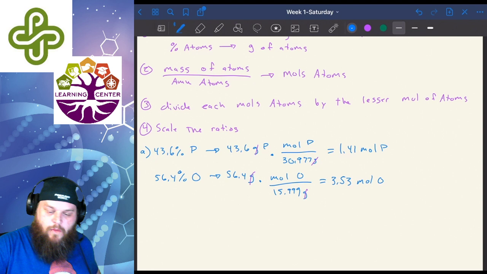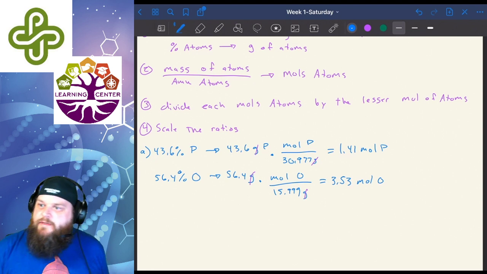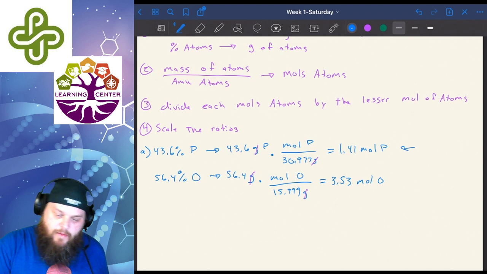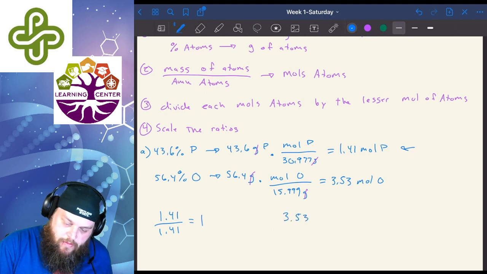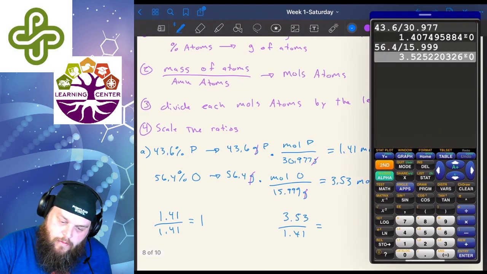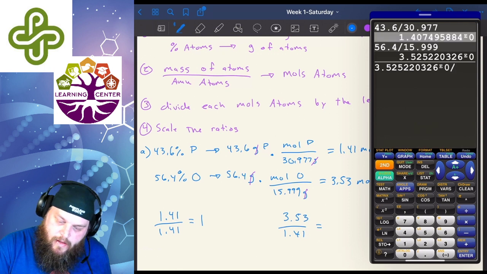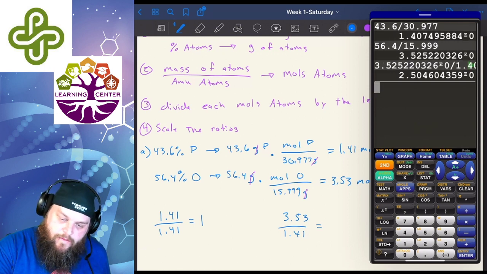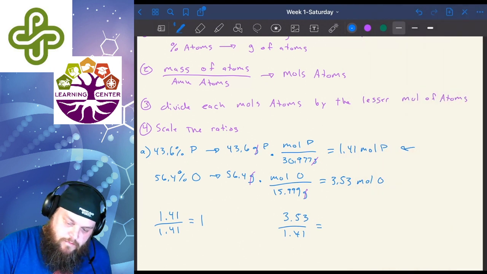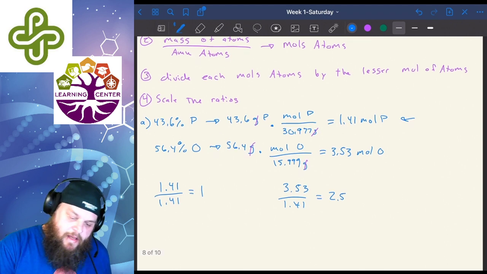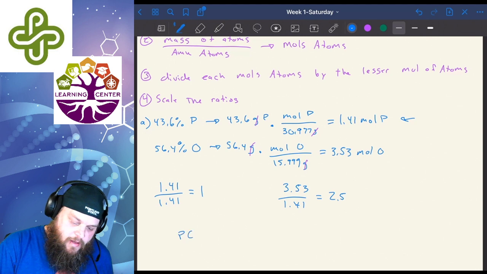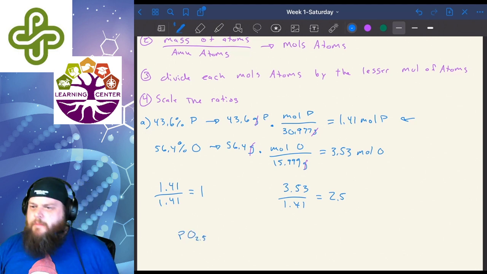Now we notice we have these two here. Neither one of them are whole numbers. The lesser mole is going to be this top one there. So I'm going to divide each of them by 1.41, which is going to equal 1 for that case. 3.53 divided by 1.41 is going to equal 2.5. So we could write this as a molecular formula or an empirical formula of PO 2.5. But we don't have whole numbers there.